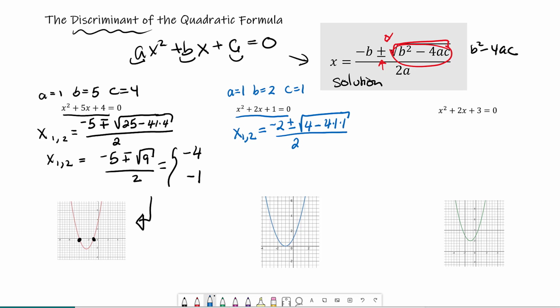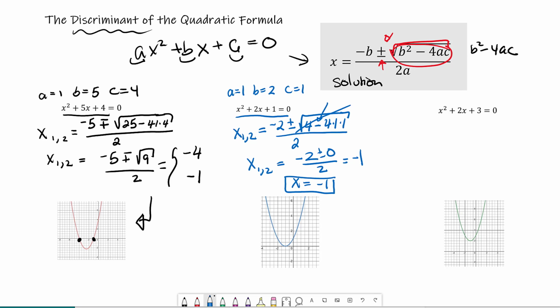So now we have 4 under the square root. We have 4 minus 4, which is just 0. So basically the square root of 0. So x1,2 equals negative 2 plus or minus 0, divided by 2. But plus 0 or minus 0 are the same. And so in this case, we don't have two solutions. We basically have just a single solution, x equals negative 1.